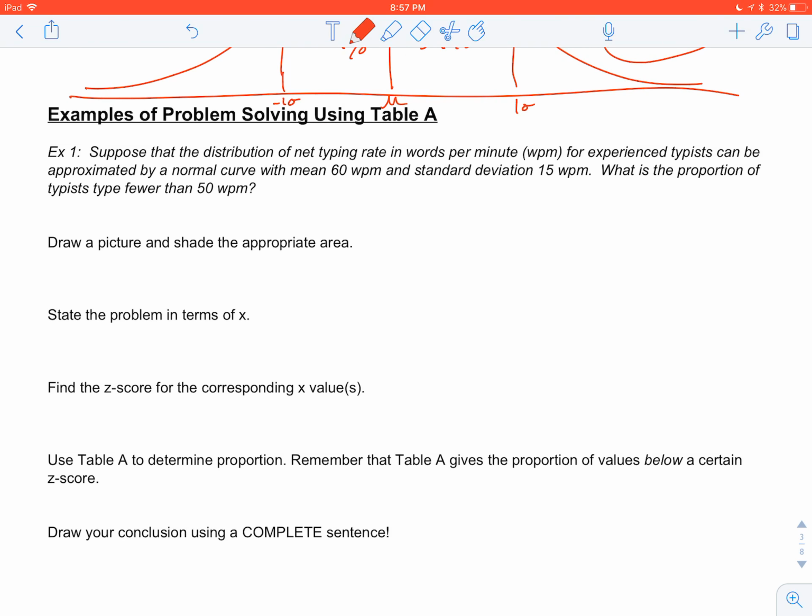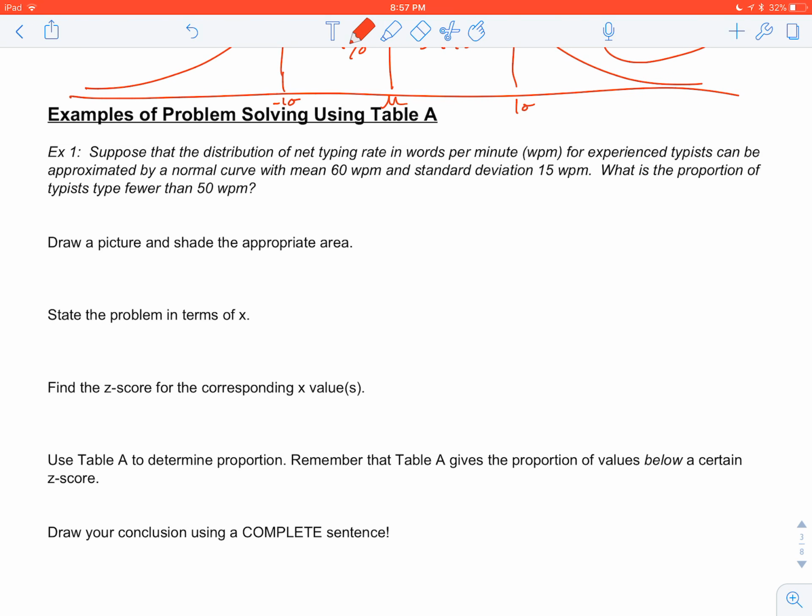Now, we're going to go over examples of how to use Table A within the context of a problem. If you follow these steps within these types of problems, it's going to make your life a lot easier. If you skip any part of these steps, thinking that it's too easy to do a certain simple step, it could cost you the problem, maybe getting it wrong when you easily could have gotten it right by following these simple steps.